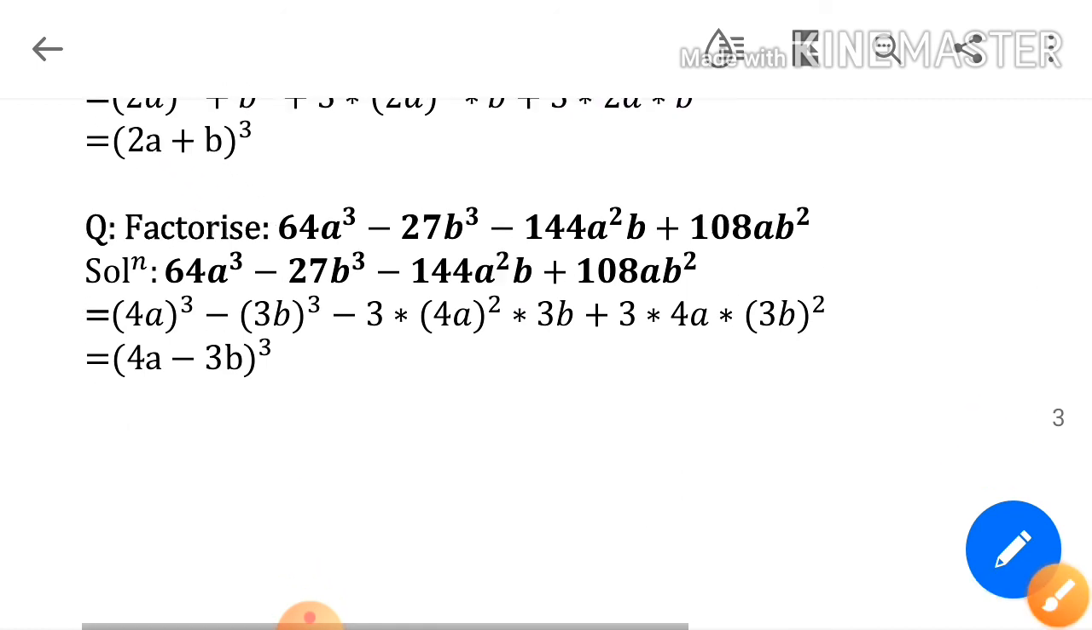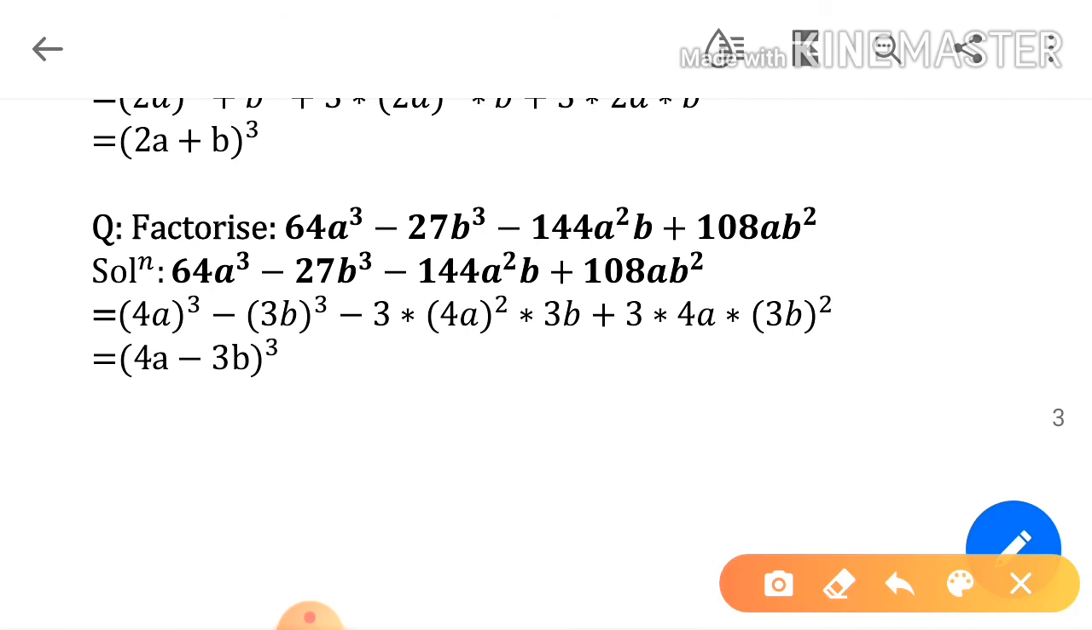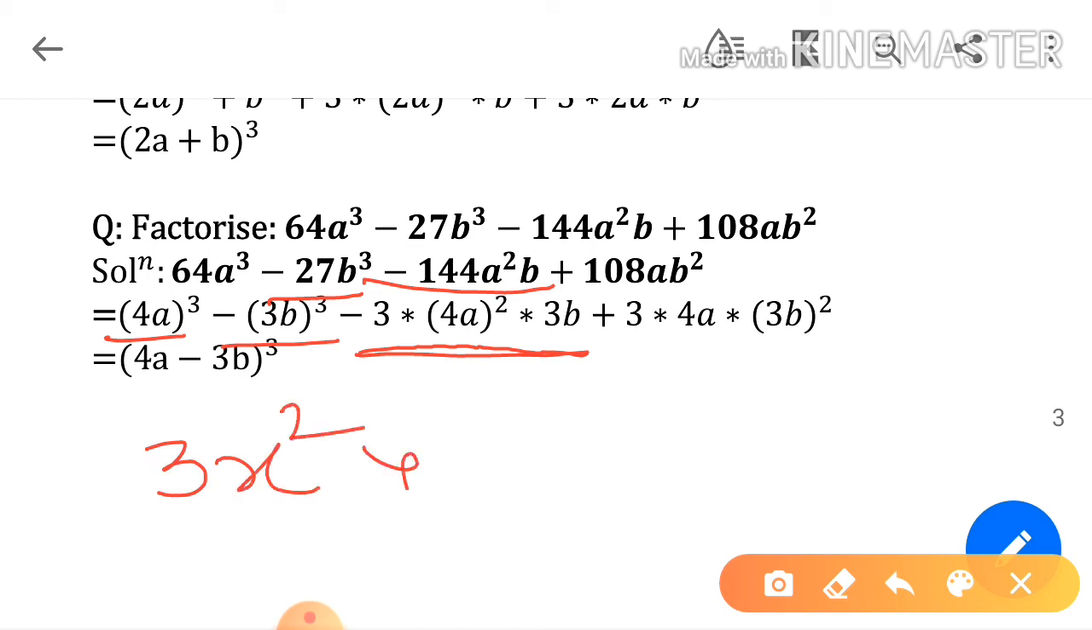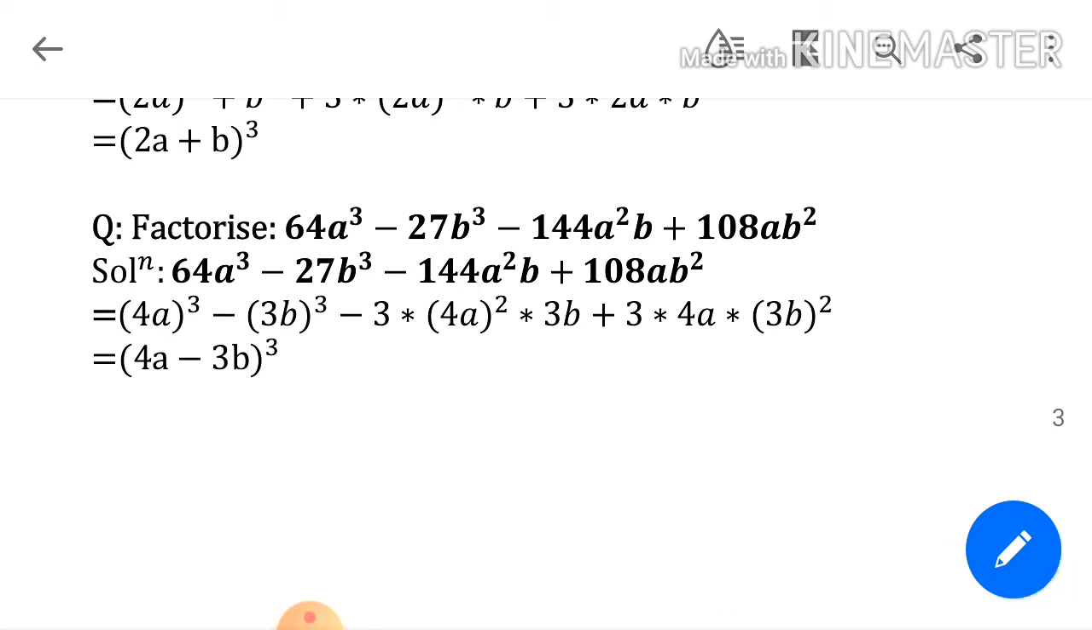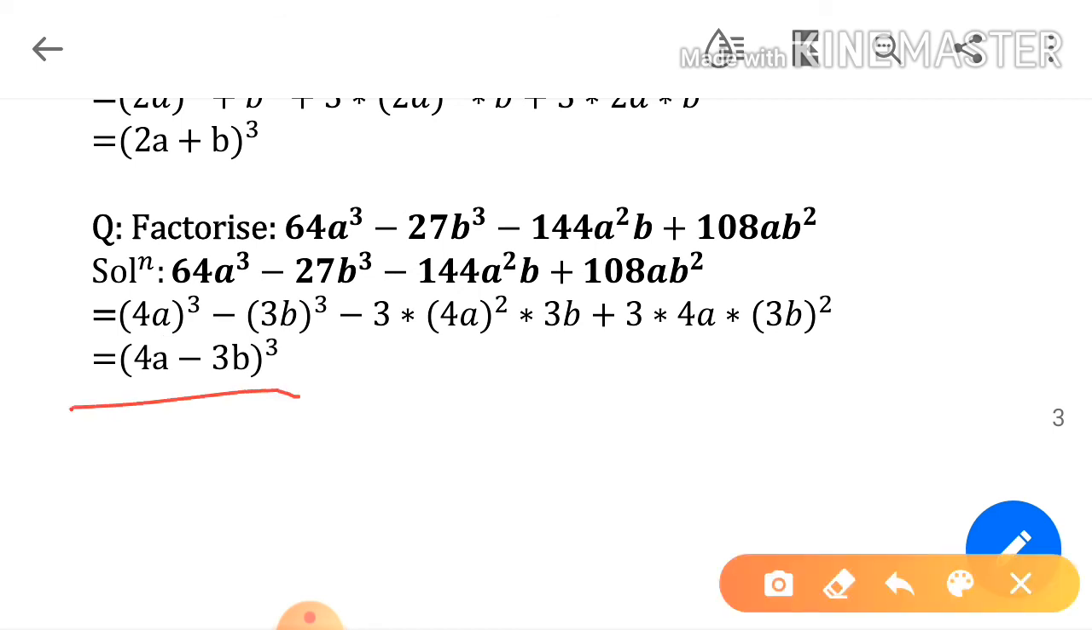Now the last sum of today's class. This 64a³ we can write as (4a)³, and 27b³ we can write as (3b)³. Now 3 into 4a² into 3b, I have broken it as 3x²y, that is 3 into (4a)² into y. Now 3y²x, where y² equals 3b² and x equals 4a. That turns out to be (x − y)³, that is (4a − 3b)³.